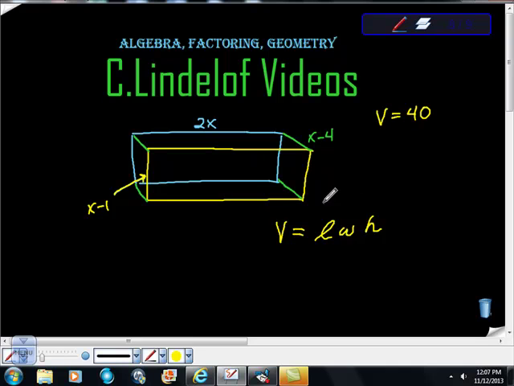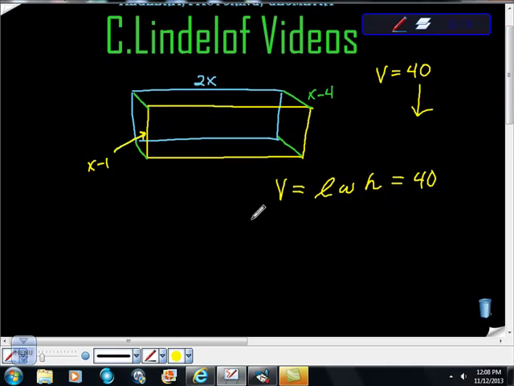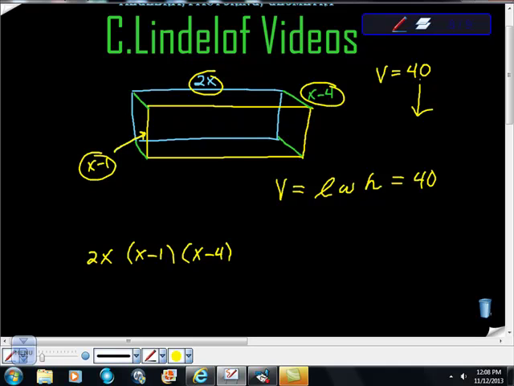And that the total volume is equal to 40, so I'm going to bring this down and say that all of that together is going to equal this. From here, I'm just going to start to fill in the blanks, and as I do, I'm going to say that we have 2x times x minus 1 times x minus 4, and we're given a fixed volume of 40, so is equal to 40.